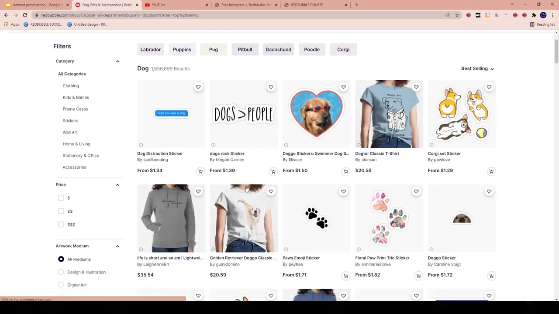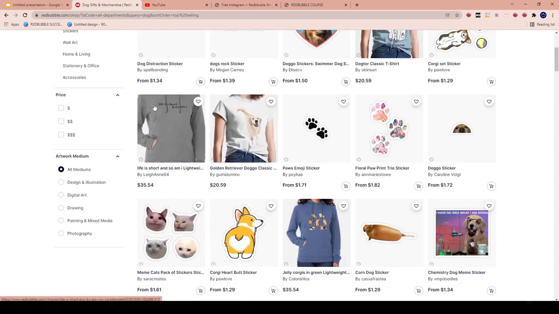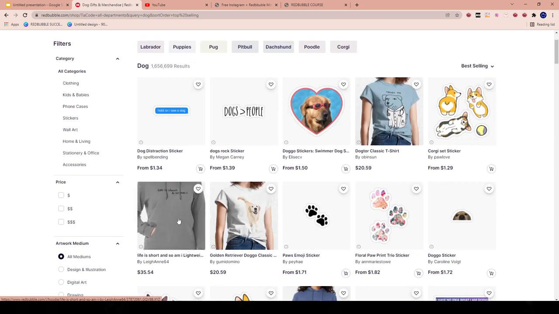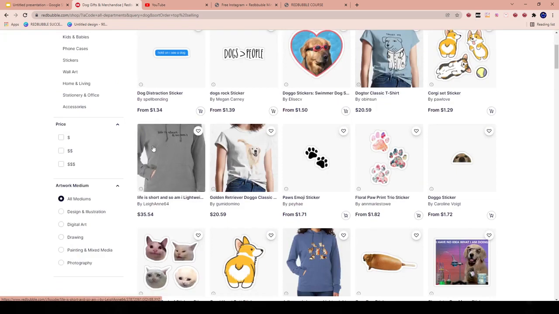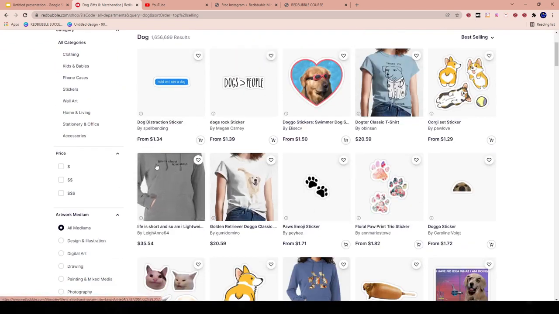You could see here that there are some stuff that are not necessarily related to a dog. So here it says, life is short and so am I. This has nothing to do with dogs. It might have the keyword or the tag dog in the tags, but since it's in best selling, this generates more sales than this. But that doesn't necessarily mean that when people search for the word dog, they're looking for this design or purchasing this design, right?